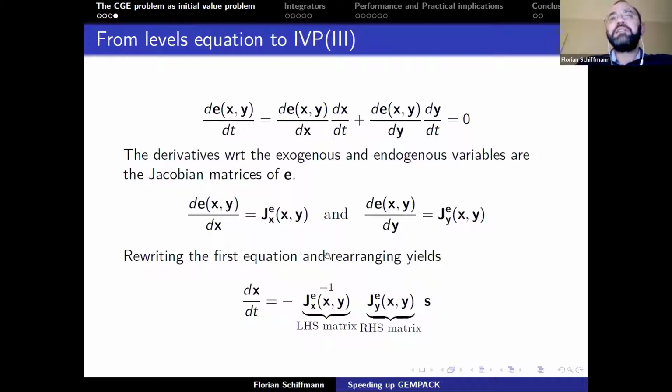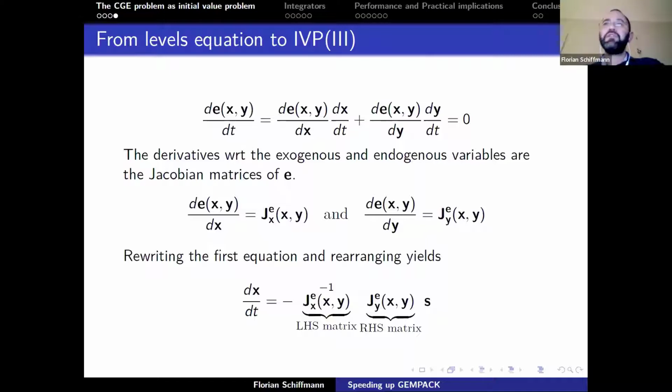Now we simply rewrite the uppermost equation, solving it for dx dt, and we find that simply the inverse of the Jacobian with respect to the endogenous variables, which in GEMPACK nomenclature is usually called the left-hand side matrix, the inverse of it times the Jacobian with respect to the exogenous variables times the shock, and this Jacobian times the shock is what we refer to as the solution. So we basically solve for this new vector. So matrix times vector remains a vector.